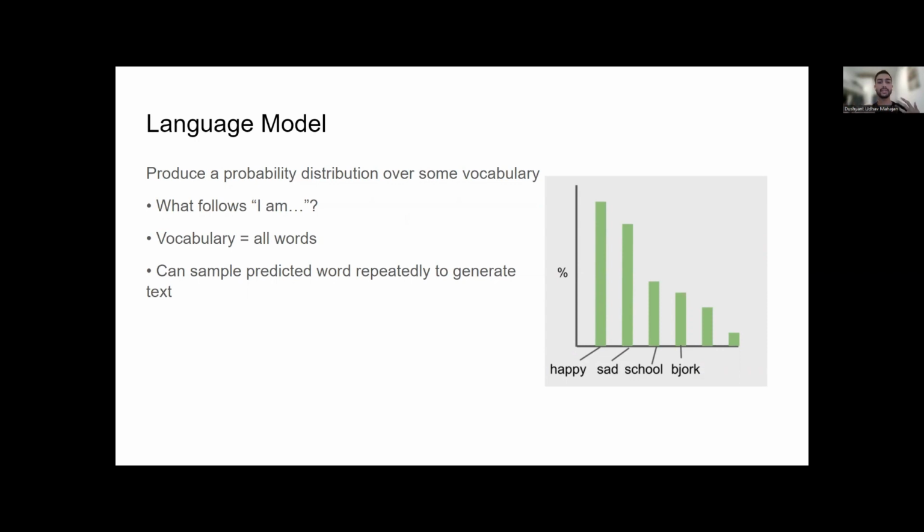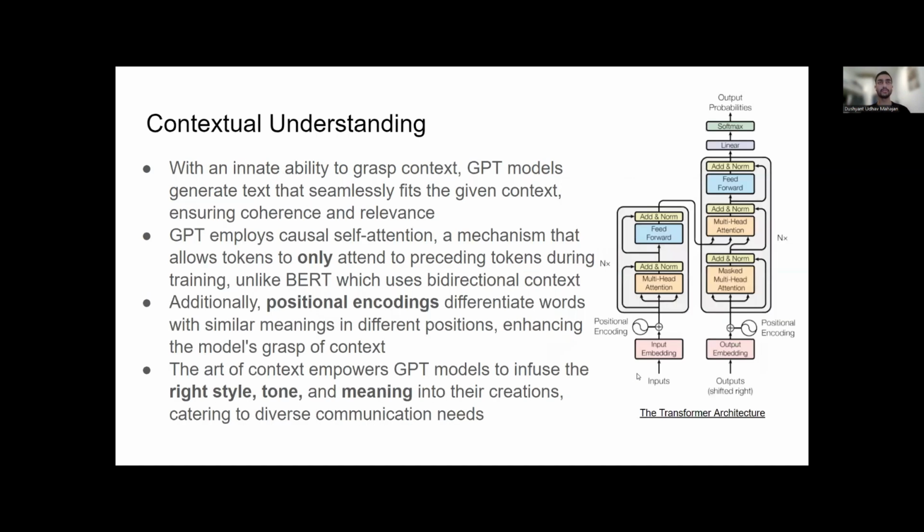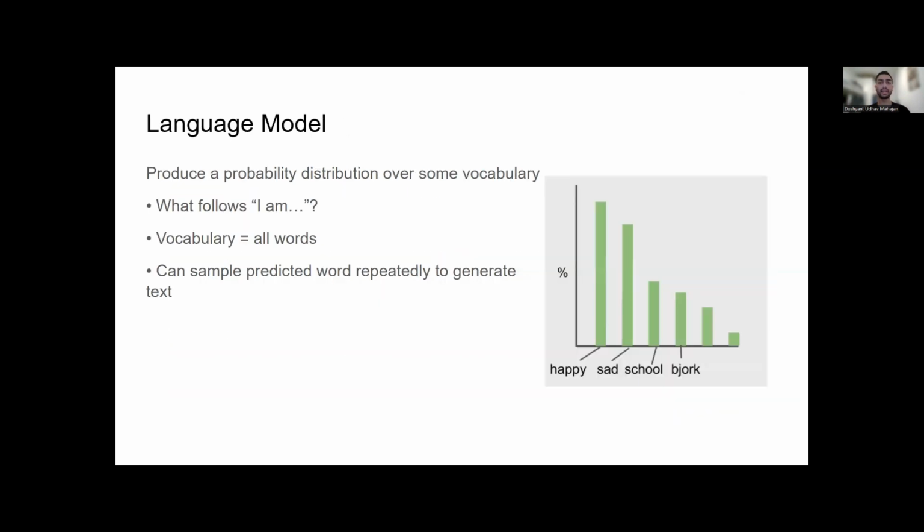So for the phrase "I am," it will give the probability for words like happy, sad, school, Bjork. So there are lots of ways "I am happy," "I am sad" can go. And you add a little bit of randomness, and all of a sudden you have a language model. You have a language model that can write essays, that can talk and do a whole lot of things. It's like having a never tiring assistant who can churn out ideas and drafts at an impressive pace.